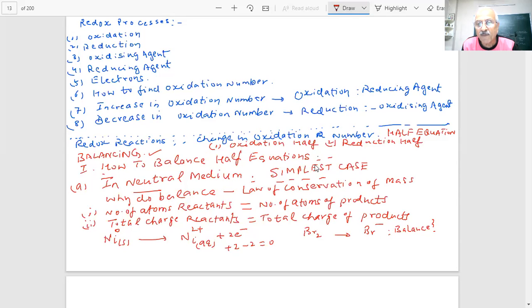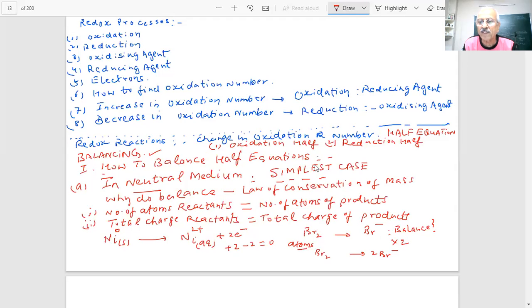How many atoms of Br here in Br2? Here 2. Here how many? 1. So what will you do? You multiply this by 2, so that Br2 becomes 2 Br minus. It is minus 1, so what will you do then? I can balance the atoms. Multiply this by 2. Then what will you get? Br2 and 2 Br minus.